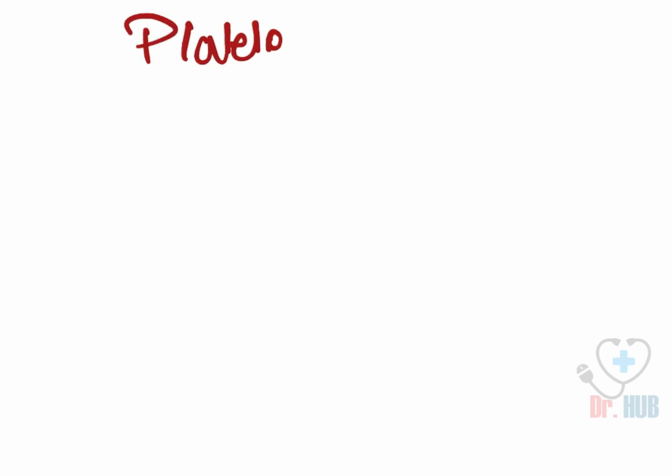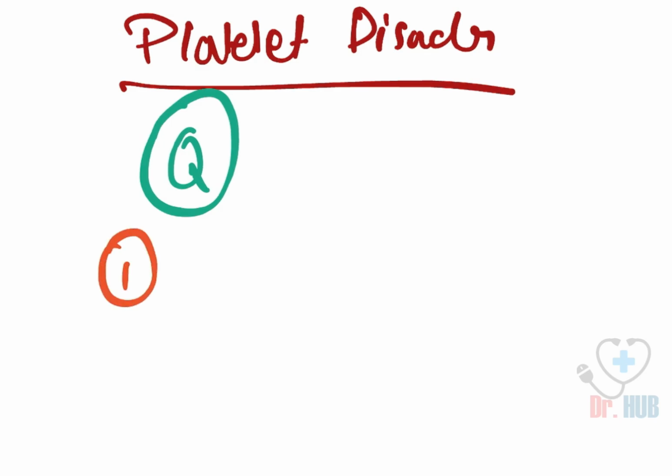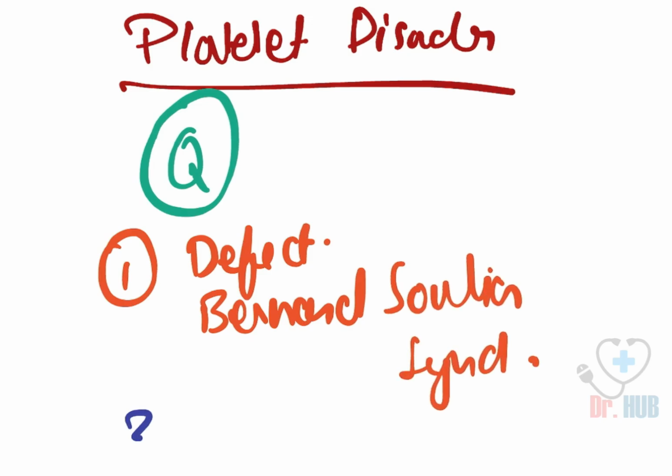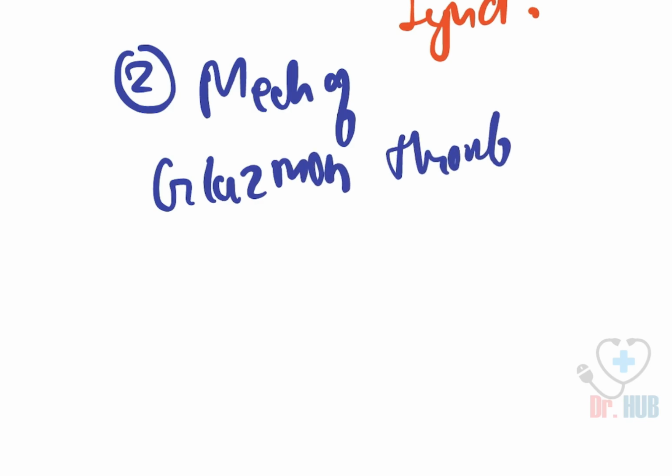Today we are looking at the platelet disorders. So to start with, going by a few questions. Firstly, what is the defect that is seen in case of the Bernard-Soulier syndrome? Next question. What is the mechanism of the Glanzmann thrombasthenia?